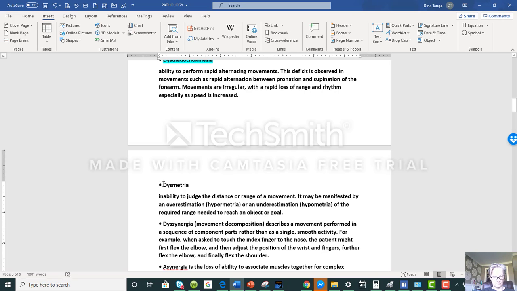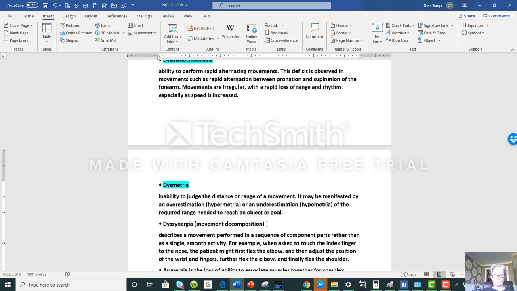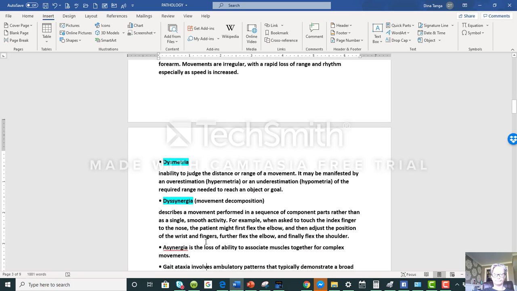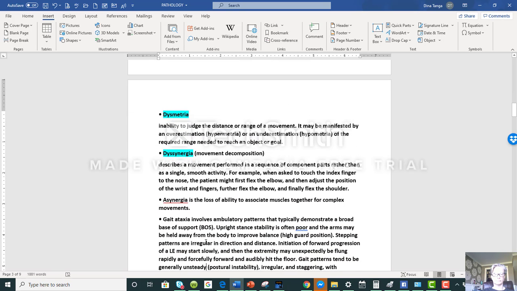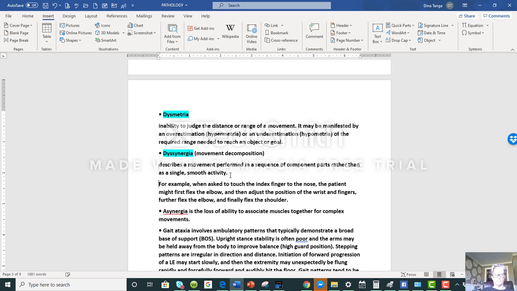Asynergia, movement decomposition, describes a movement performed in a sequence of component parts rather than as a single, smooth activity. For example, when asked to touch the index finger to the nose, the patient might first flex the elbow and then adjust the position of the wrist and fingers, further flex the elbow, and finally flex the shoulder. Asynergia is the loss of ability to associate muscles together for complex movements.